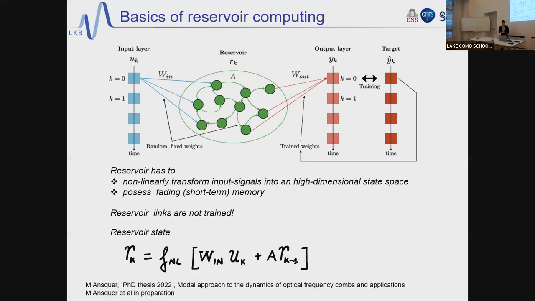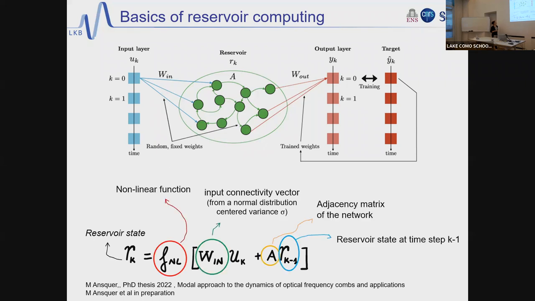So I start to write very simple maths, probably for the ones that are expecting machine learning here, and just tell me very, very basic. But to me, it's interesting to go to the experimental implementation there. So here I'm writing the reservoir state. So this is a vector of all the nodes of the reservoir that should be a nonlinear function. Then you have an input.